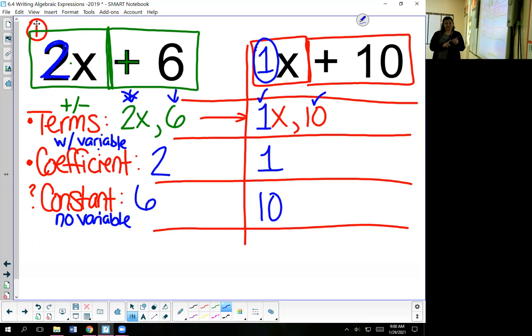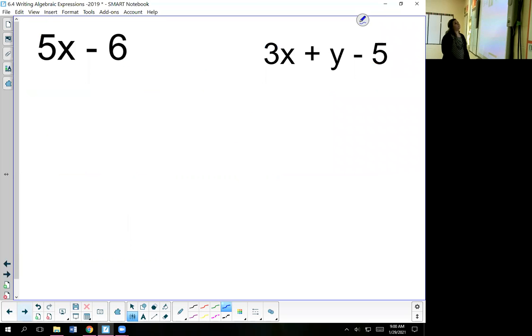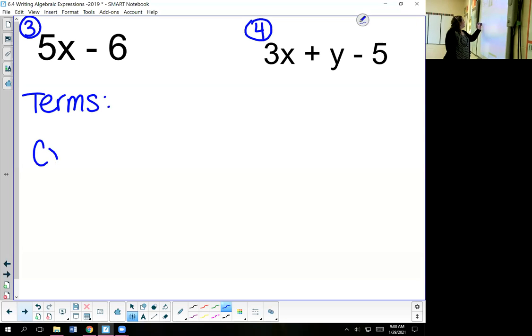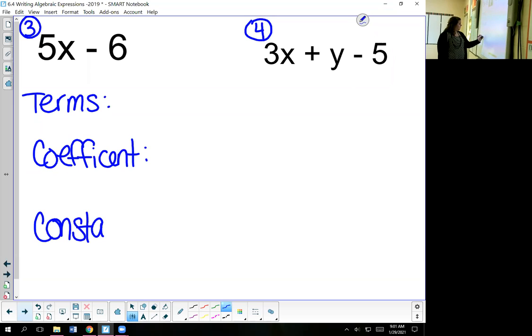Okay, so again, terms: only addition or subtraction. Coefficient: with a variable. Constant: without a variable. Let's look at another one. Number 3. This will be number 4. Okay, I'm going to write out terms, coefficients, or coefficient. It could be plural, it could be singular, and constant.